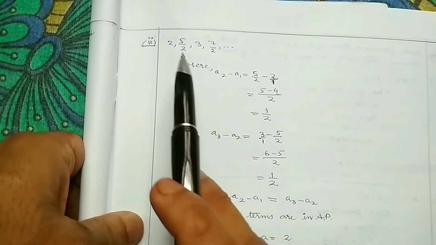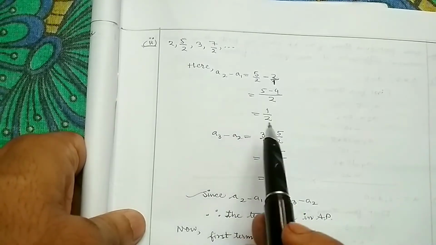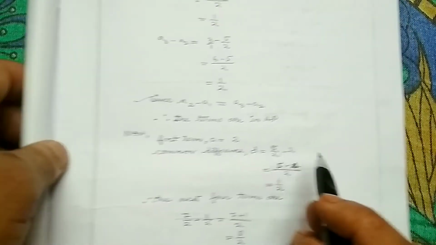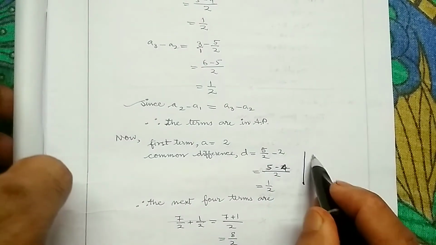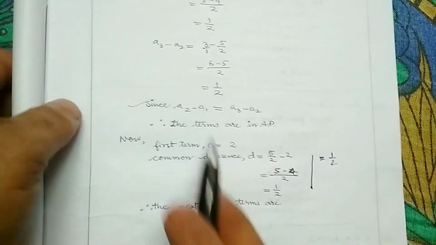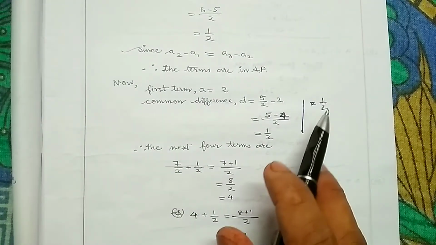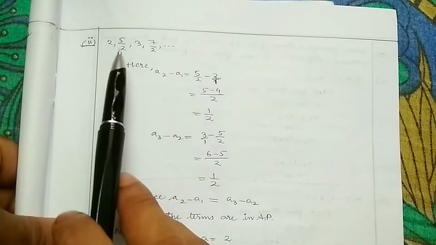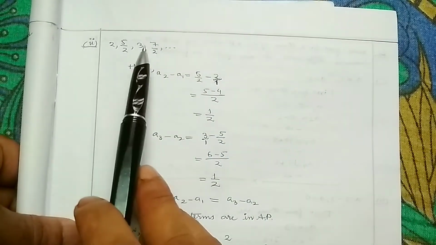With first term 2, and the common difference will be half. So we can write, therefore first term equals 2, and common difference, directly you can also write here, equals half. No need to show this calculation because we have already shown it. Now we know the common difference is half. How to find the next 4 terms? Already we got A1, A2, A3, A4.